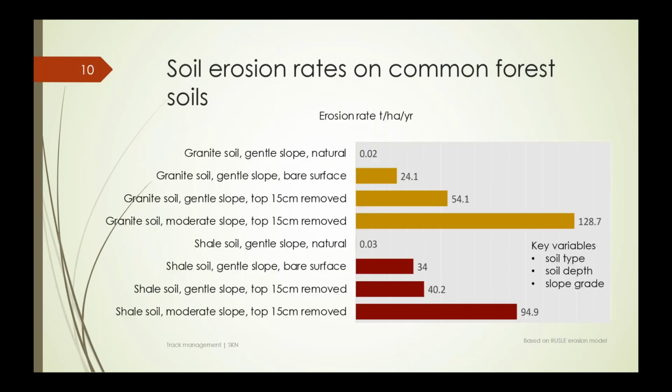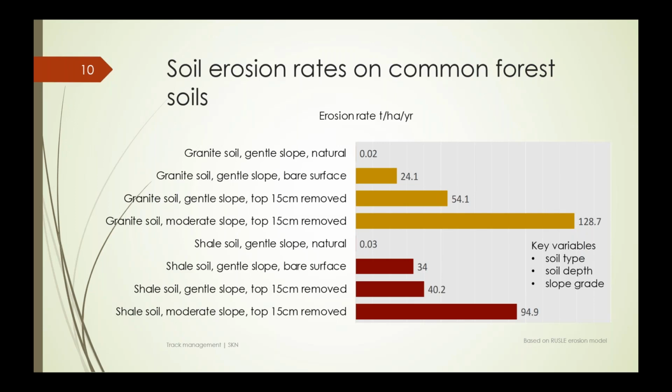We've got some modelled soil erosion rates on common forest soils. The yellow bars are a yellow granite soil. The red bars are a gravelly shale soil. So what we see here is the natural erosion rate, the bar at the top, which you really can't see, it's so low, 0.02 tonnes per hectare per year. So this is on a soil with a protected topsoil and vegetation intact. We've basically got something of the order of 2 kilograms per hectare per year, which is nothing.